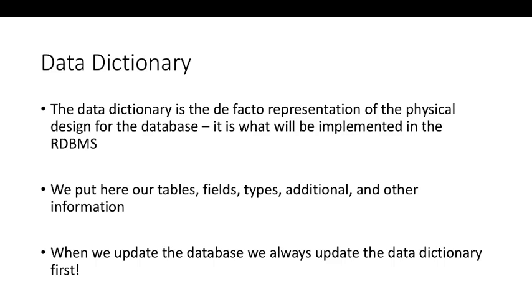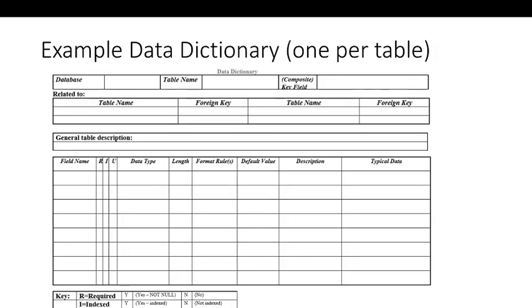What we do with all of this is we build a thing called a data dictionary. So the data dictionary is the de facto representation of the physical design of the database. This is what will actually be implemented in the database. So in our data dictionary, we take all of the information that we've made and we put in our tables, our fields, our types, and all of our additional information. And ideally, the data dictionary is what we update when we make changes. We don't just make changes to the database, we update our data dictionary and then we make changes through on the other side. And here's an example form.